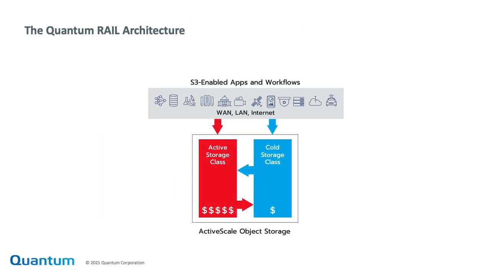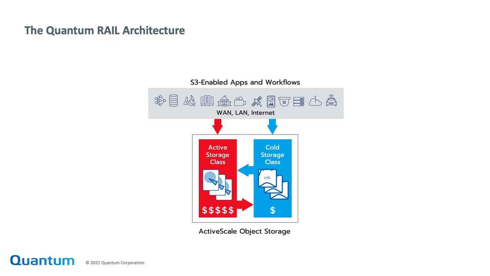Recently, Quantum introduced a cold storage class for ActiveScale, and that cold storage class is based on tape, so we can take advantage of the superior economics that it provides. So ActiveScale now has two storage classes, an active storage class based on hard drives and a cold storage class based on tape. And the two storage classes are seamlessly integrated into the ActiveScale namespace, meaning in a single bucket you have direct access to all objects regardless of whether they reside in the active storage class or the cold storage class.